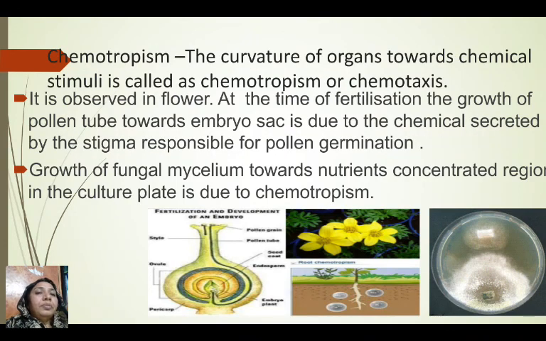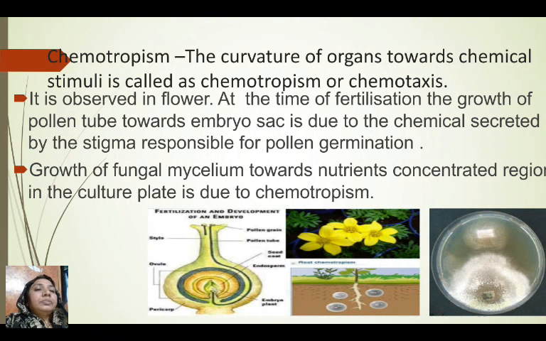The last tropic movement is chemotropism. Here the curvature of plant organs towards a chemical stimulus is called chemotropism or chemotaxis. Chemotropism can be observed in flowers. As we know, in the flower, the female part, the ovary, consists of the stigma, style and the ovule. The stigma is the receptive part and it receives pollen grains from other flowers, or from the same flower, during the pollination process.